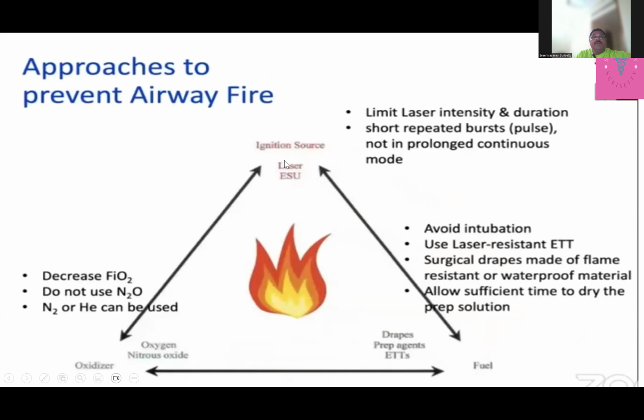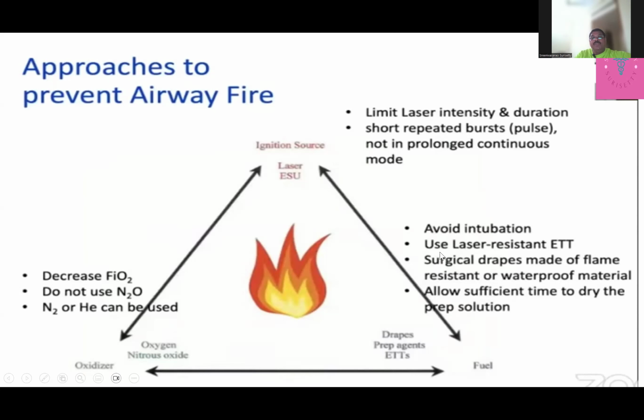To limit the ignition source, you have to limit the laser intensity and duration, using short repeated bursts, that is, pulse type, instead of prolonged continuous exposure. That will decrease the fire, and decreasing the FiO2 will decrease the fire. And do not use nitrous oxide. Instead of nitrous oxide, nitrogen and helium can be used. That will decrease the fire at the operation site.